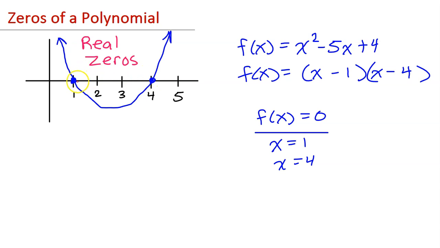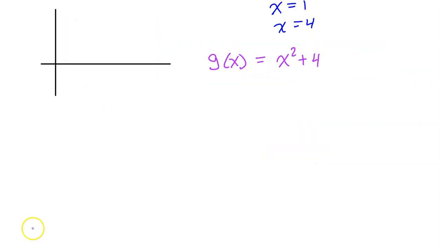Zeros that show up on the x-axis like this are called real zeros. They're the ones that you get when you solve for x and you get x equals a real number. But consider function g of x equals x squared plus 4. This is not factorable. I can still set g of x equal to 0 and solve, but I would have to set the entire function equal to 0 since it's unfactorable.